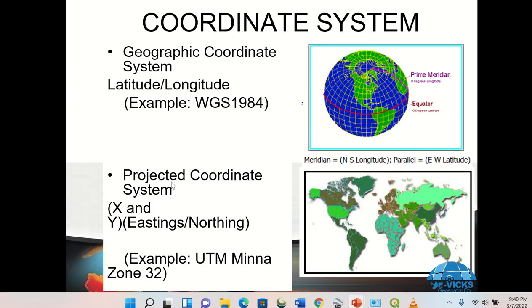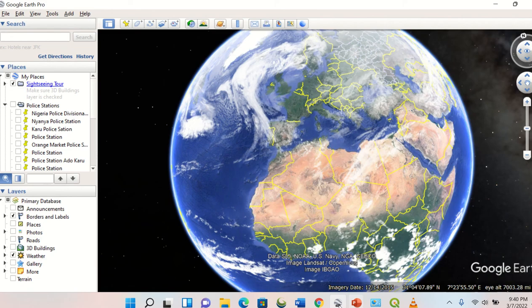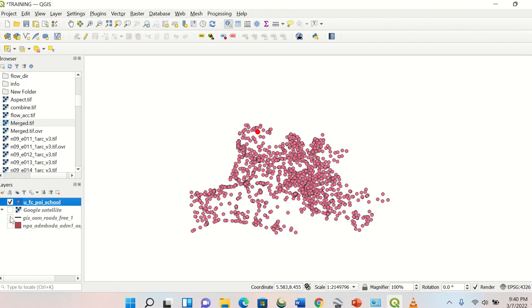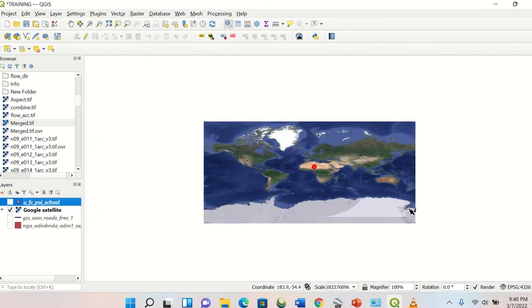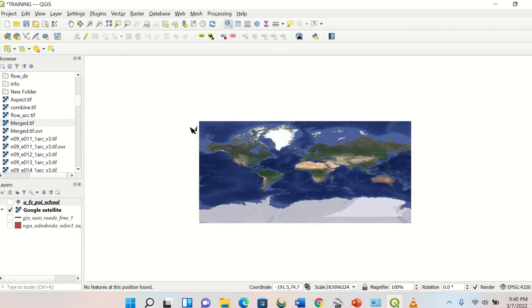While the projected coordinate system is the slicing of the geographic coordinate system onto a flat surface, and it is represented in eastings and northings, x and y. For those of us in Nigeria, the UTM on Minna Datum 2032 is the commonly used projected coordinate system. Like it is shown here, instead of having a spherical earth, we have a flat earth. So from the spherical earth, it has been converted into a flat surface.